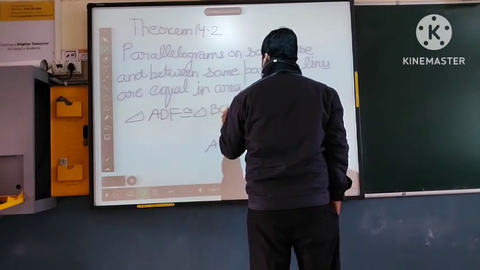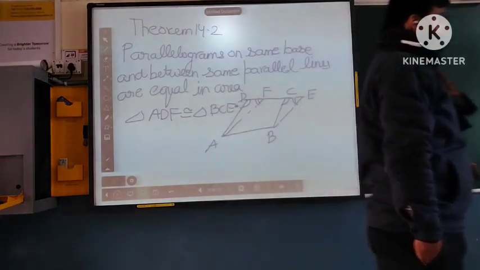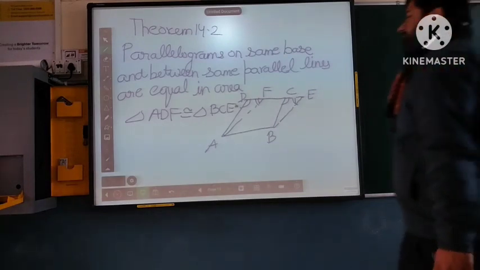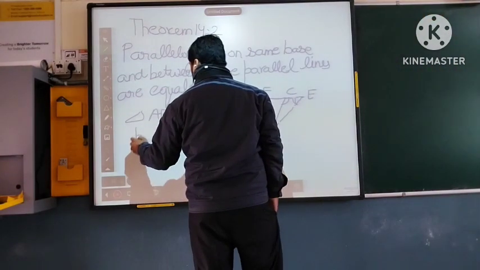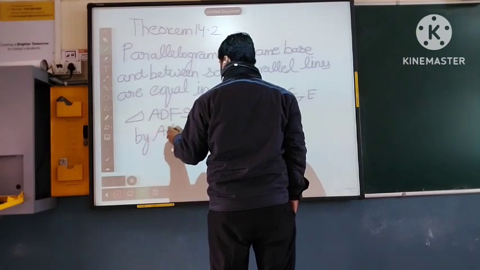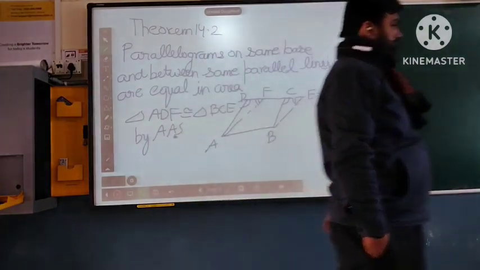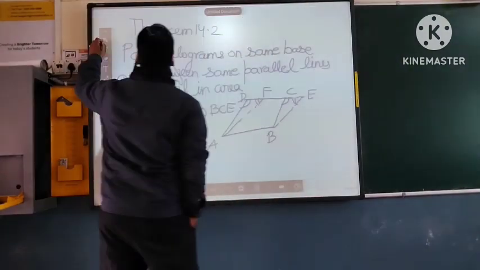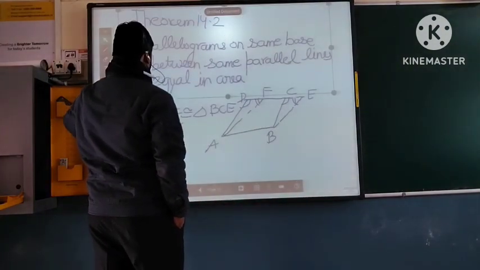The congruence, I think, should not be a problem now. Now, after proving congruence, the triangles will have equal area. And then to that we are adding something. By ASA criteria, you already know. Sorry, AAS criteria. By AAS criteria, the triangles are congruent.